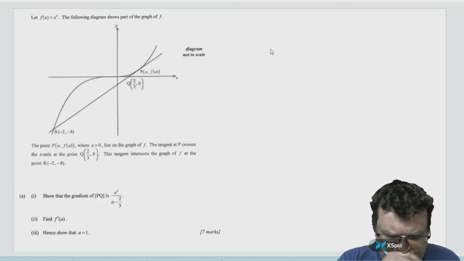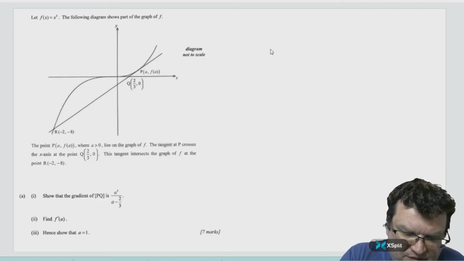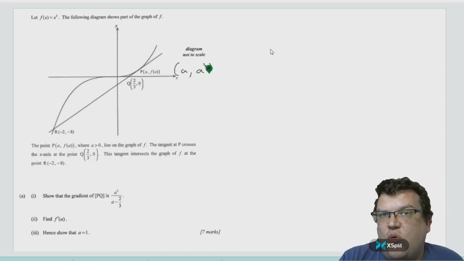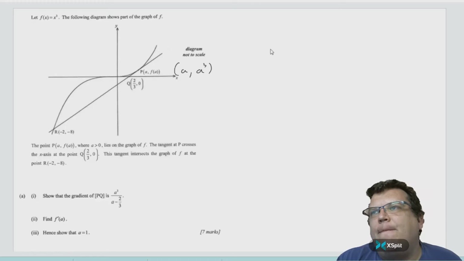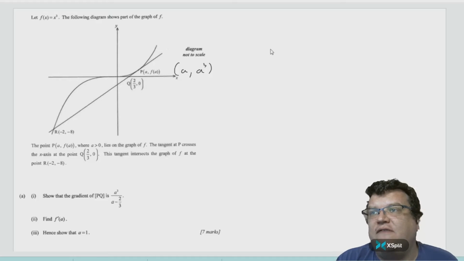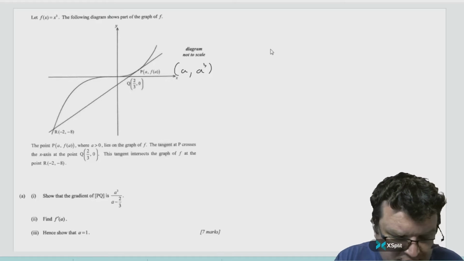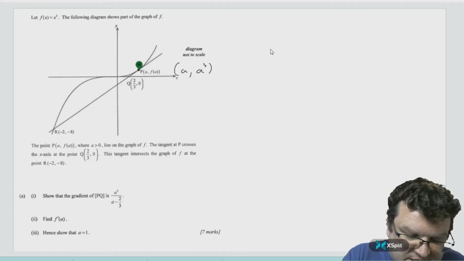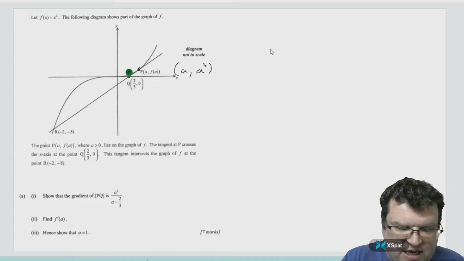Now, the first thing I might like to do here is actually just simplify that out a little bit and realize that since F, of course, is x cubed, the coordinates of this point are just A cubed. We're then told that the point P, where A is greater than 0, so A is positive, it's to the right of the y-axis, lies on the graph of f. The tangent at P crosses the x-axis at the point Q, and the tangent intersects the graph f at the point R. So this line is tangent to the graph here and crossing the x-axis here at Q, and then meeting the function again here at R.